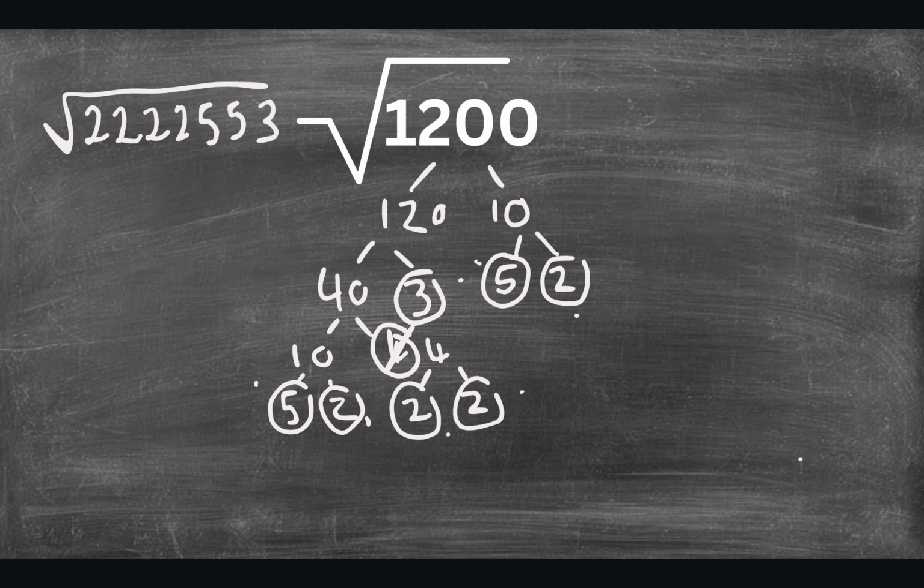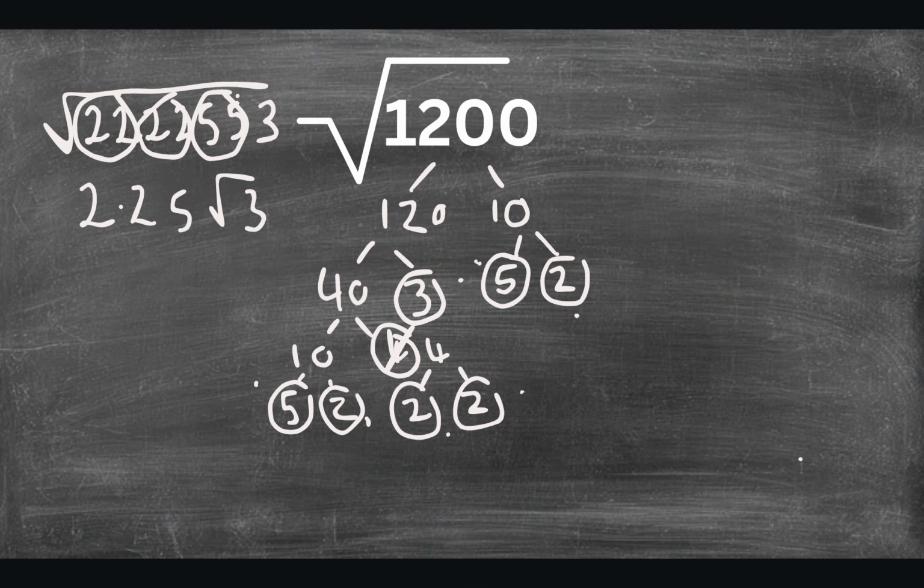Since it is a square root, it means you have two numbers multiplied together, so we can pull out pairs. Here's a pair of 2's. Here's a pair of 2's. And here's a pair of 5's. And we have square root 3 left under the square root sign.